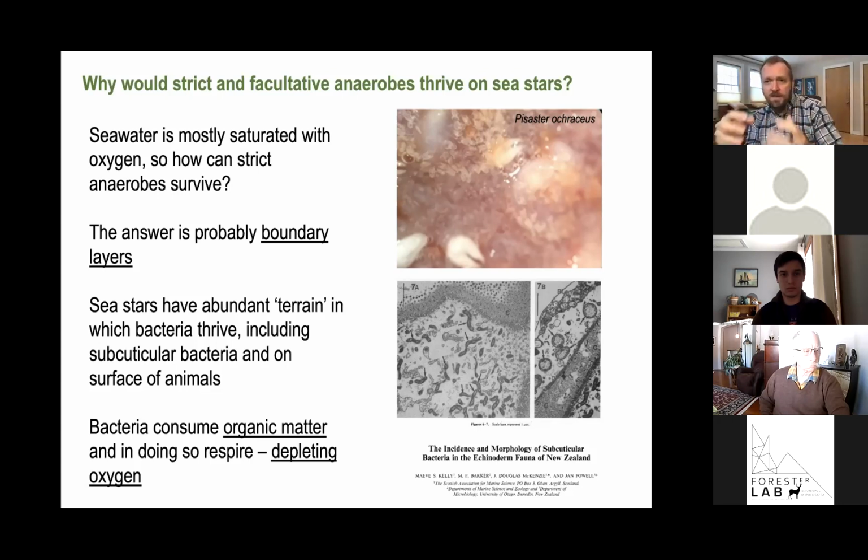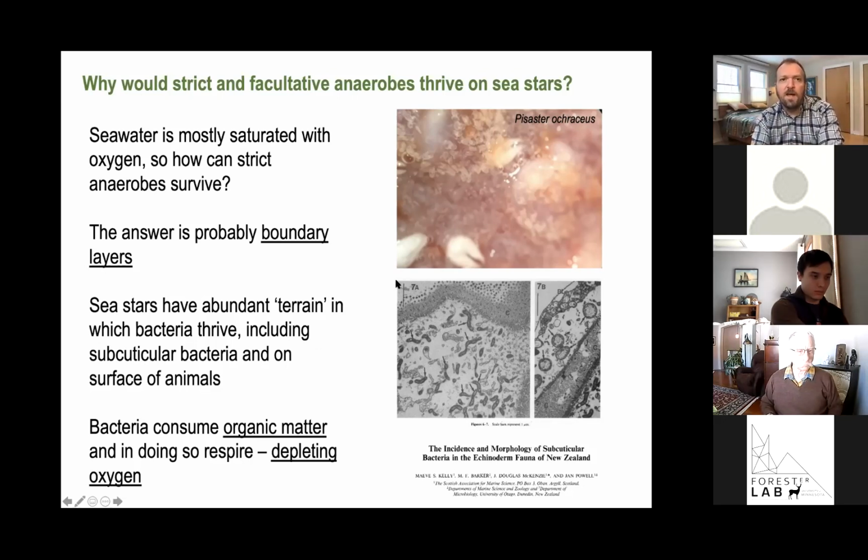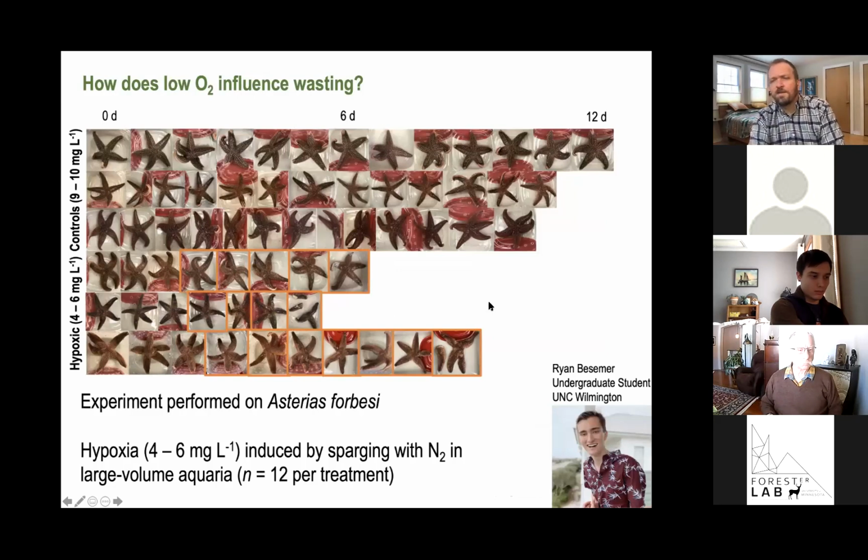And so if bacteria in that boundary layer are consuming oxygen through whatever means, then it could lead to some sort of hypoxia right on their very surface. And bacteria, what they survive on predominantly is organic matter. And in doing so, when they consume that organic matter, they deplete oxygen. And so that led us to study, well, wait a minute, we don't notice any big hypoxic dead zones in the area. What happens if we just decrease ambient oxygen conditions by a tiny little bit? Does that result in wasting?